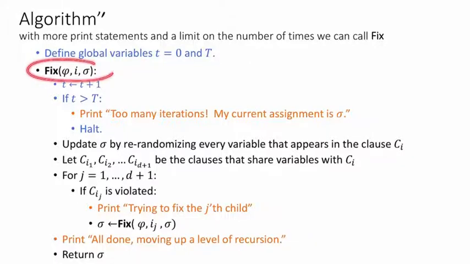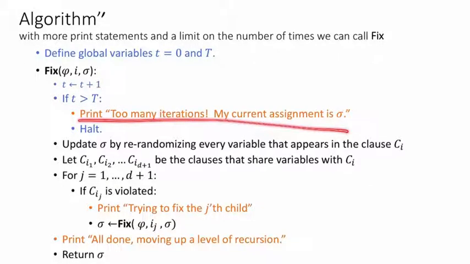And every time I call fix, I'm just going to increment this counter, little t, and if little t ever exceeds big T, I'm going to print too many iterations, and then I'm also going to print the current assignment, and then I'm going to halt. So that's the only change. Basically, this is saying I'm only allowed to call fix so many times. If I go on for too long, then just stop and print the current assignment that I have, even though it's not a satisfying assignment.